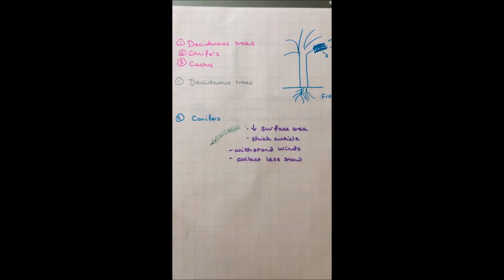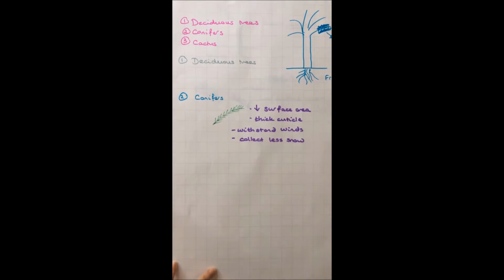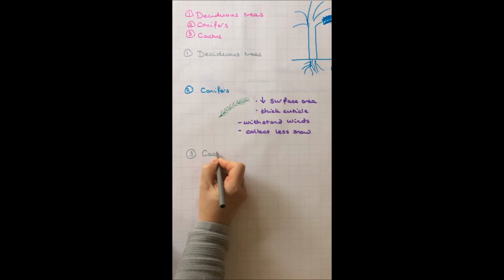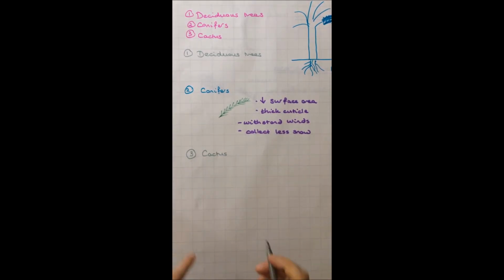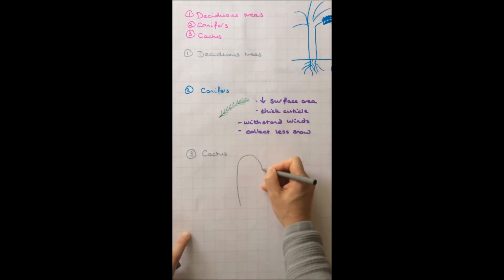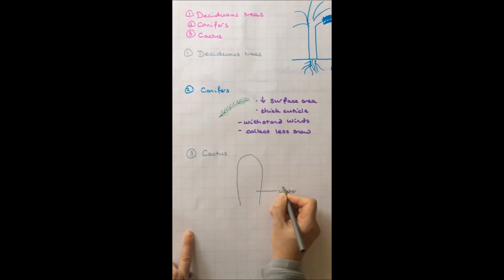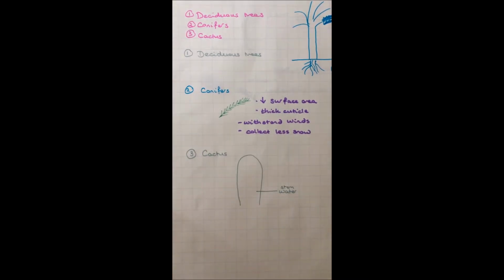Okay, so the third type is the cactus. Now you probably know quite a lot about cactuses, but cactuses have a very thick stem, and this stem is swollen with water. So they fill their stem with water as a water reserve. So the stem is fleshy with water inside, and again the cactus has spines rather than having leaves.